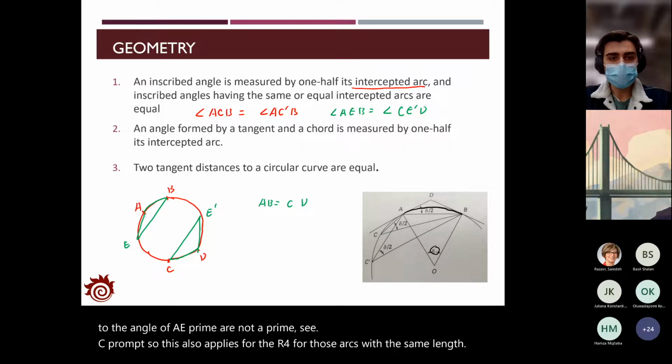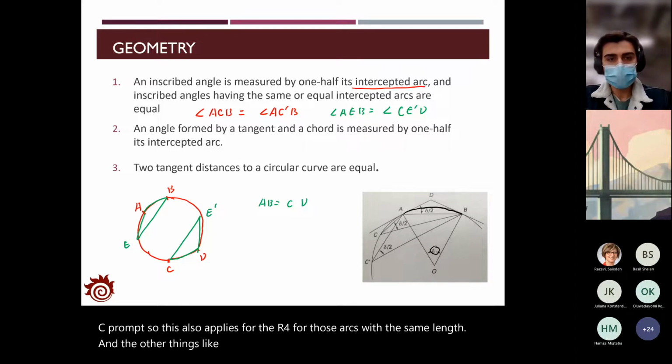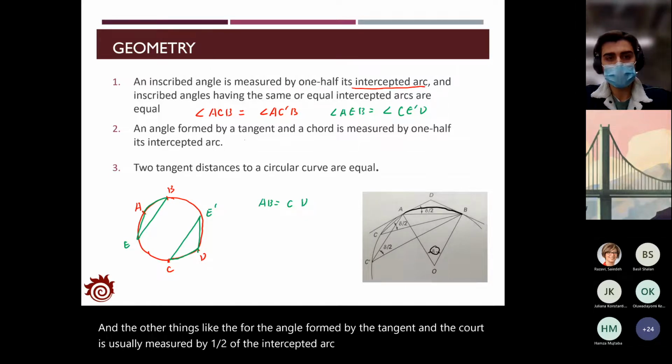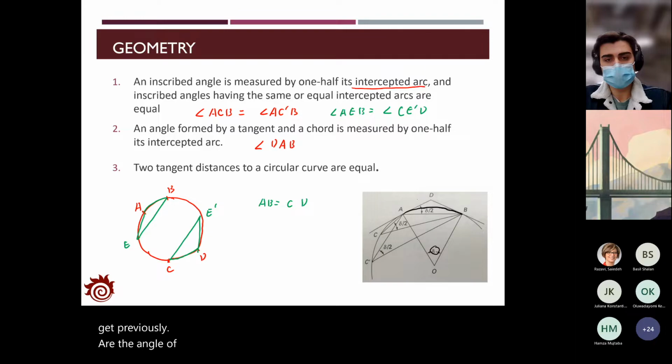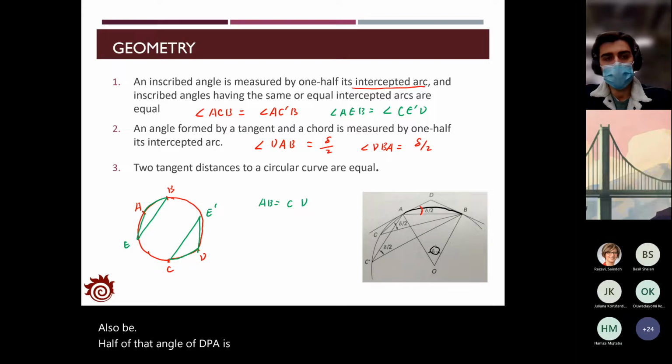And the other thing, the angle formed by the tangent and the chord, is usually measured by 1/2 of the intercepted arc. So that's the equation that we got previously. The angle DAB will also be half of delta. The angle DBA is also half of delta.